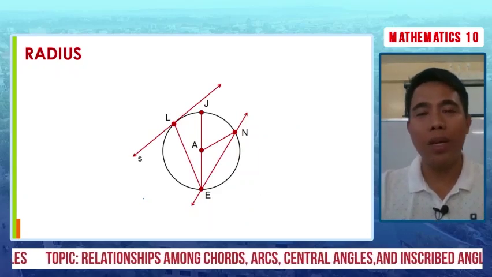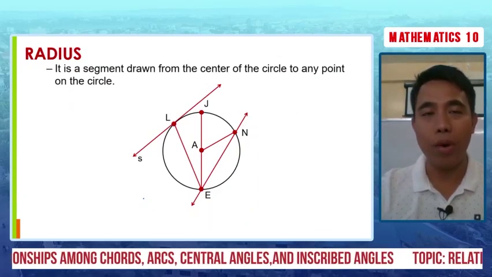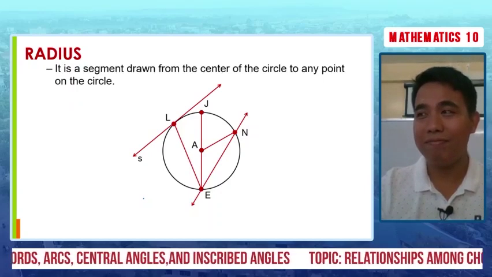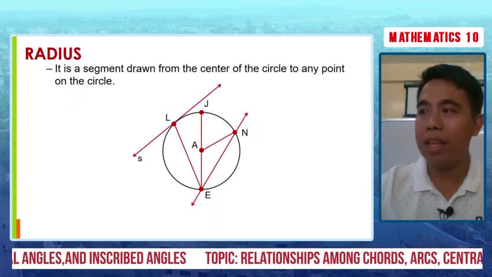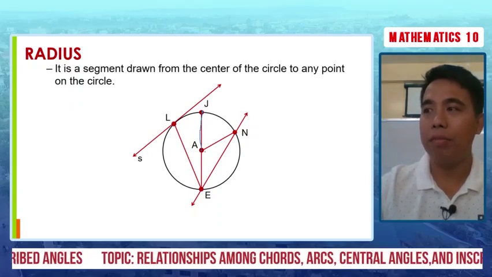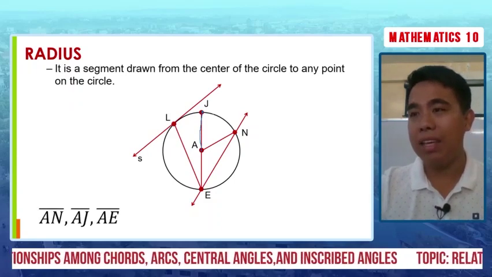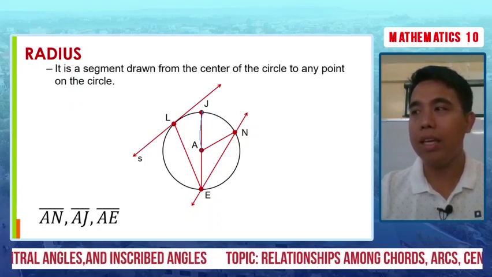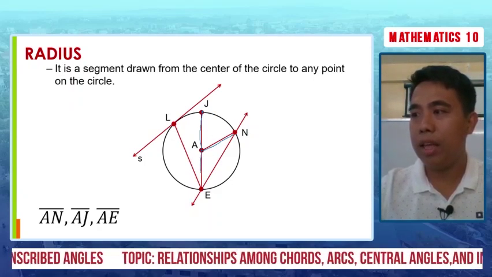Let us define first what is a radius. A radius is a segment drawn from the center of the circle to any point on the circle. In the figure, will you name a radius? Right. One example of radius is segment AJ, from the center to any point on the circle. So we have here three radii: segment AN, segment AJ, and segment AE.